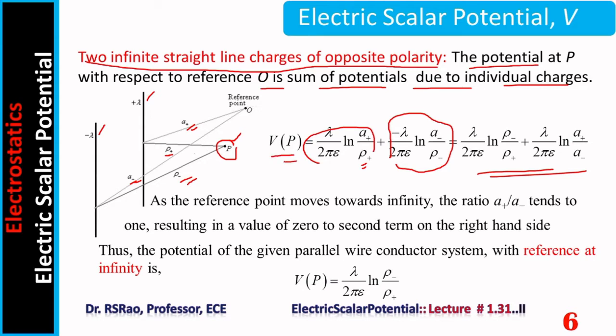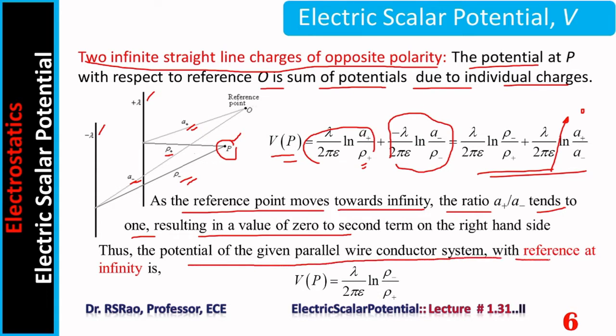Now this is the relative potential. As the reference point moves towards infinity, the ratio a plus by a minus tends to 1, resulting in a value of 0 for the second term. Thus, the potential of a parallel wire conductor system with reference to infinity is Vp equals lambda by 2 pi epsilon natural logarithm rho minus by rho plus. So this expression can be considered as the expression for absolute potential of a parallel wire transmission line.